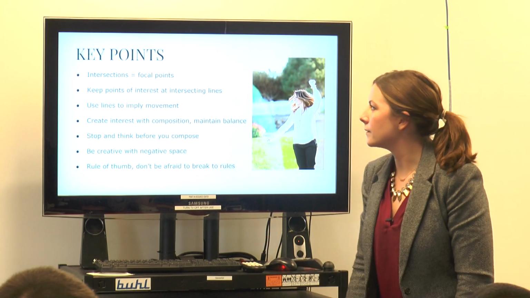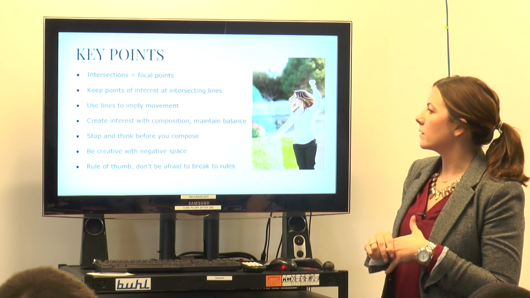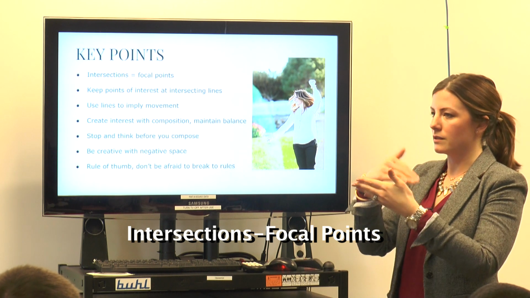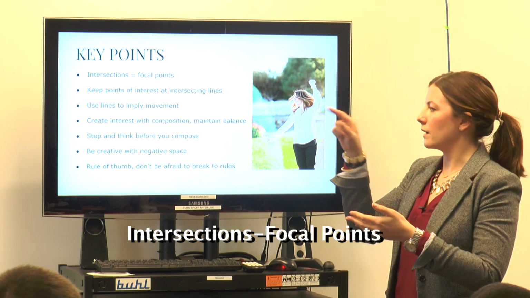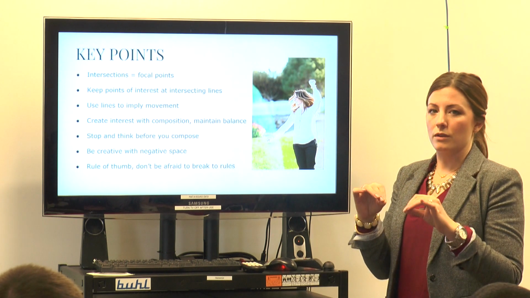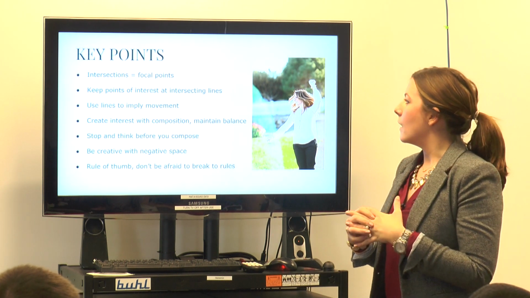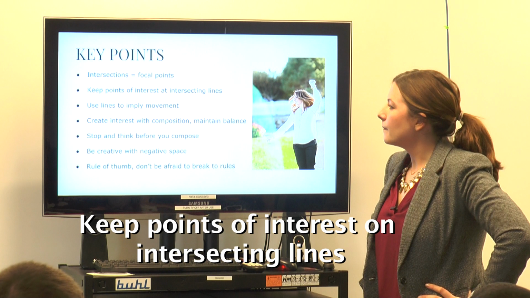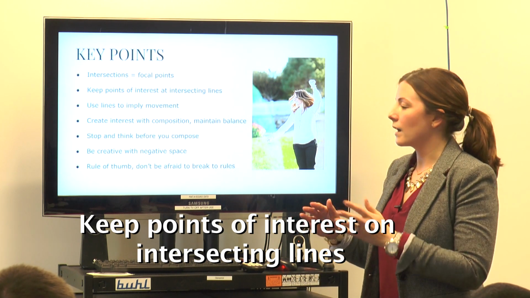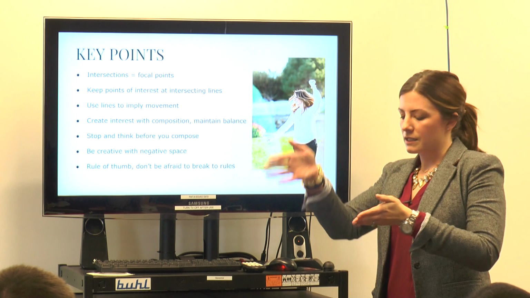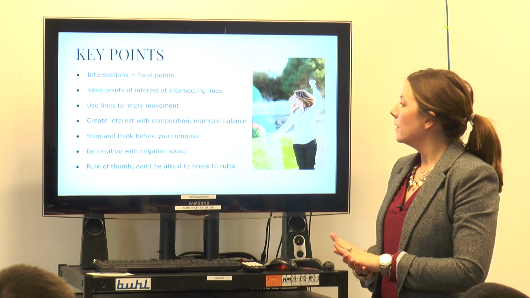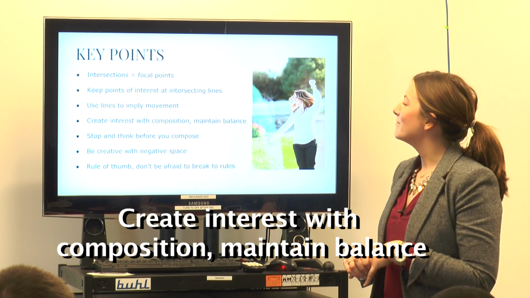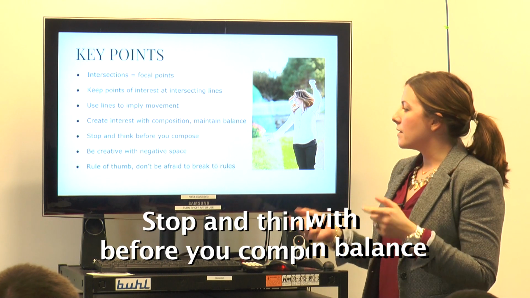So this is just to sum up what we talked about. The intersections are the focal points, which is where the lines come together, 2 lines on each side. So there are 4 intersections, which is where your eye would naturally go. Keep the points of interest on the intersecting lines, which is the same thing. Use the lines to imply movement. If somebody's looking down a line, then your eye will naturally go down that way. Create interest with composition. Maintain balance. Stop and think before you compose.